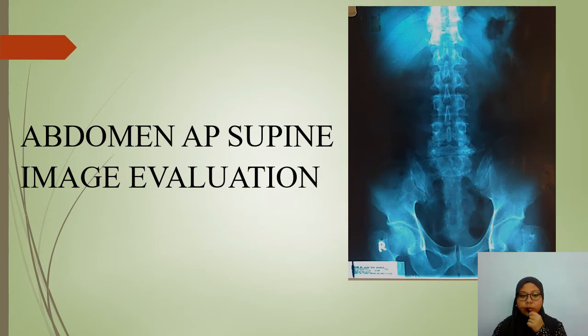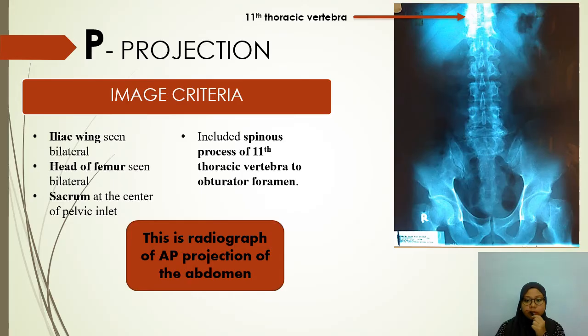Okay, now we are going to start our image evaluation, for which we use the mnemonic PACEMAN. For this radiograph, I chose abdomen AP supine to evaluate. So first, for P, which is projection, this is a radiograph of an AP projection of abdomen. Why do I say it is an AP projection of abdomen? Because it includes the spinous process of the 11th thoracic vertebra to the obturator foramen.